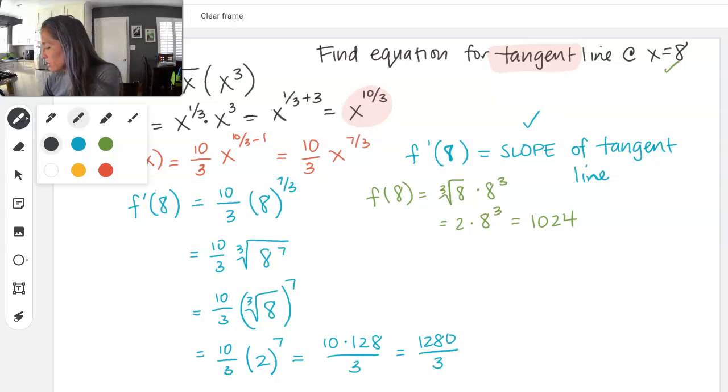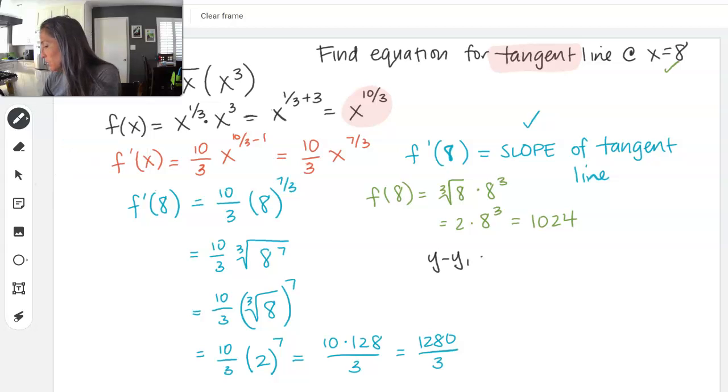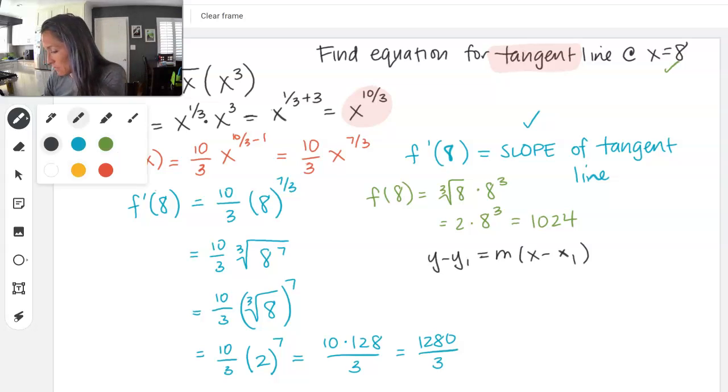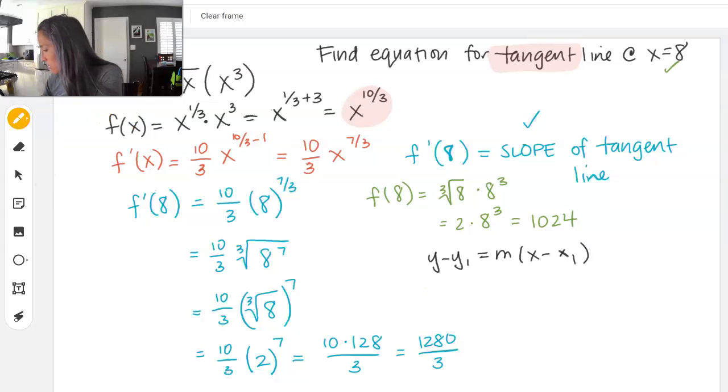So as a reminder, point slope is y minus y1 is equal to m times x minus x1. You'll sometimes see books add more calculus-y stuff to this. I do not see the point in that. They will make it f of x minus f of c is equal to f prime of c, and then x minus c.